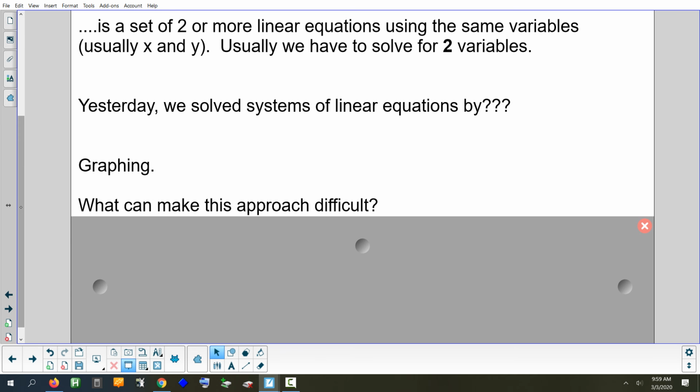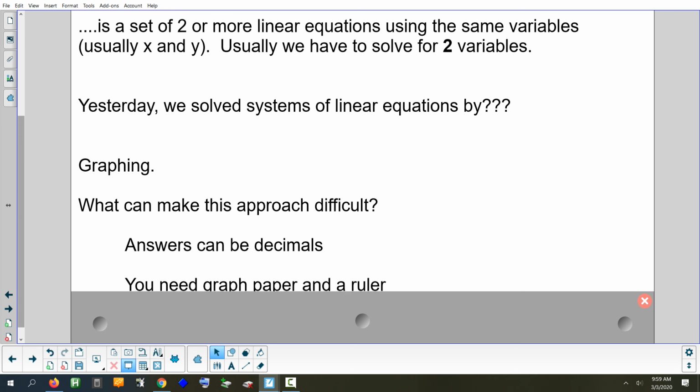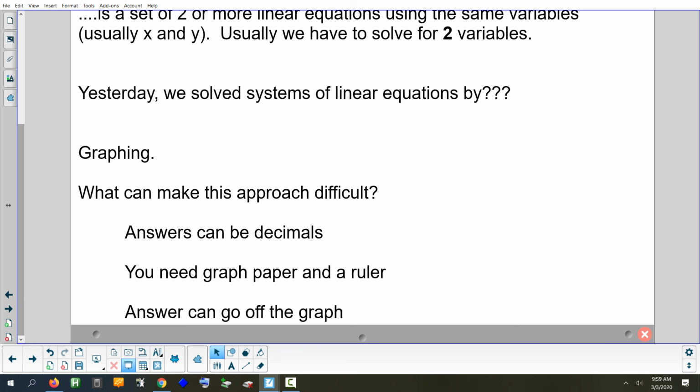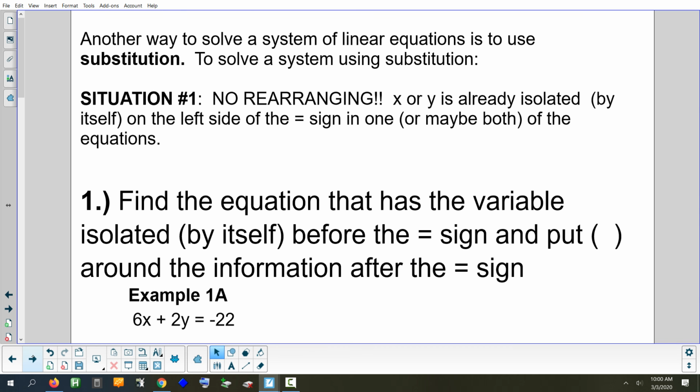It's very, very hard. Other things is that you might need a bigger piece of graph paper. Okay, you really need to make sure you draw your line perfectly straight. All these things are kind of annoying. And even if you draw everything perfect, your answer may go off the graph. So then if that happens, now you need more graph paper. Okay? So graph paper isn't always the best way to do it.